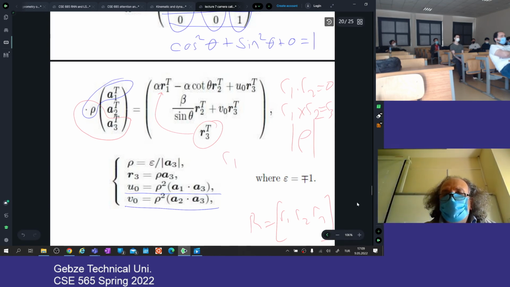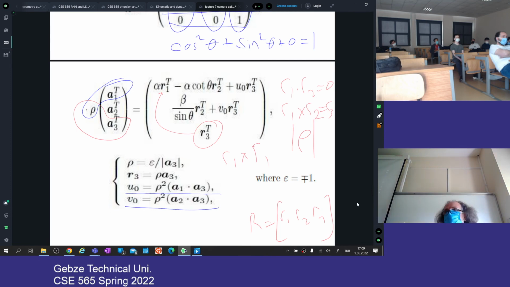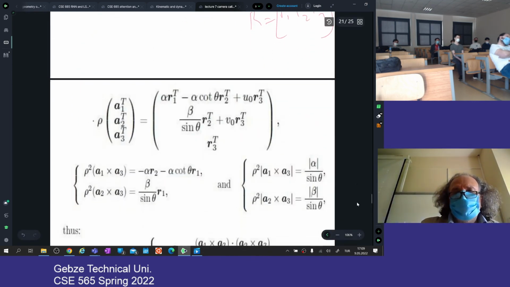How about this one? R1 cross product R1. Do you remember from your high school, or from 2 to 3 weeks ago I told you this? Remember the homogeneous coordinate systems? If you cross product a vector by itself, it's going to give you a 0, right? So using these properties, we are going to play a few more tricks.